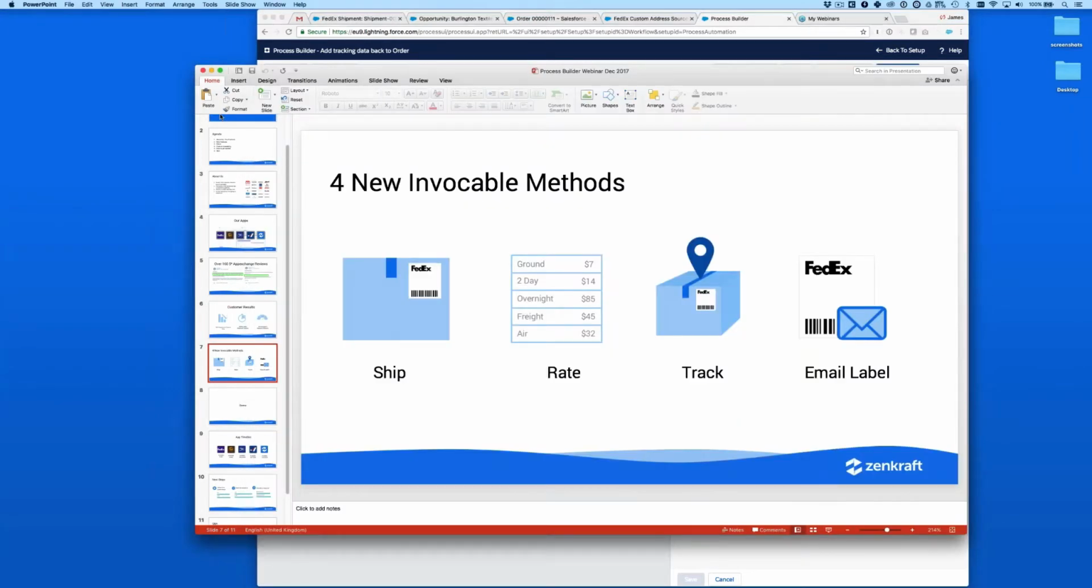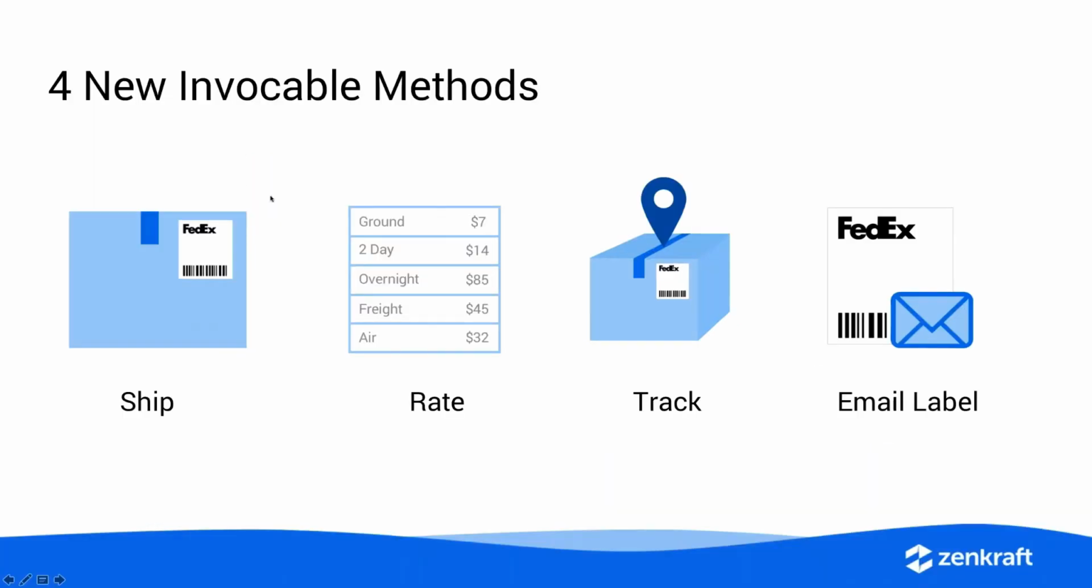So what I'm going to do is flick back to the presentation. So if I come back here, just to summarize, we've got 4 new invocable methods which are compatible with Process Builder for shipping, so generating labels, for rating, like I showed you on the opportunity, for tracking shipments from third-party systems, and also for emailing labels directly to customers.